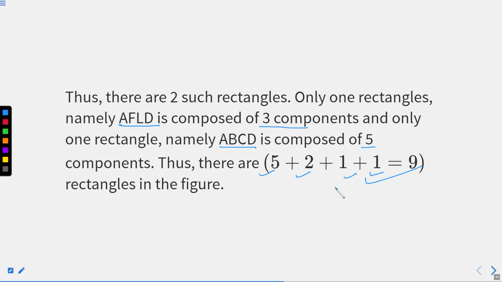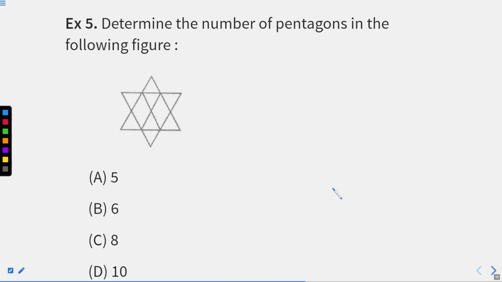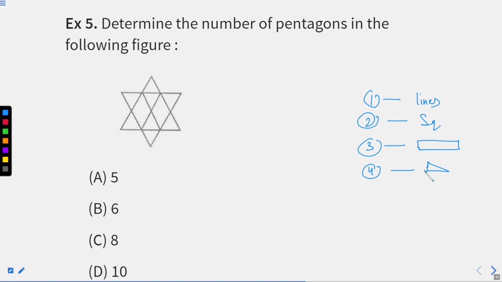So with this, I am moving to the next question. That is your question number 5. As you know, in the first question we discussed lines, right? In the second question, we discussed squares. In the third question, we discussed rectangles. Also, in the fourth question, we discussed some other figure, let's say triangle. So anything can be there.